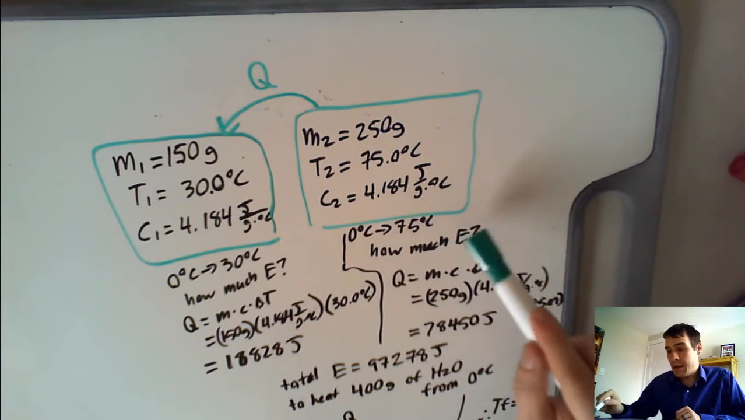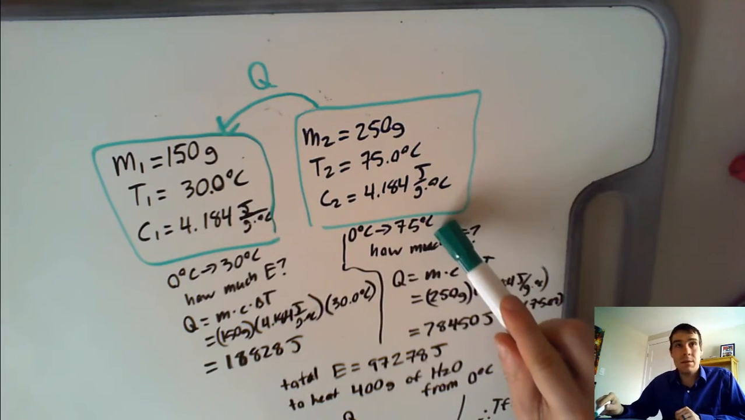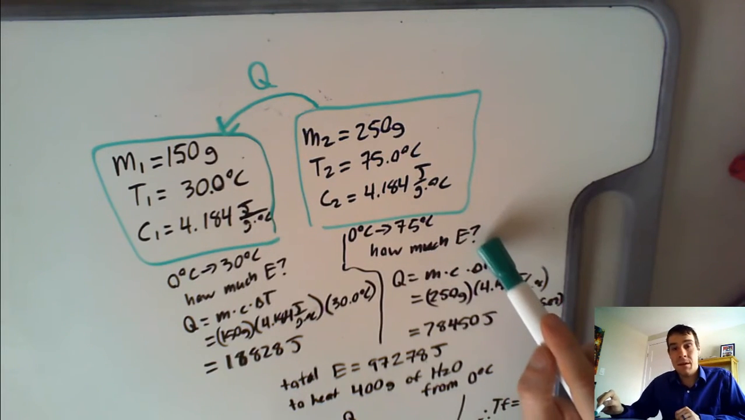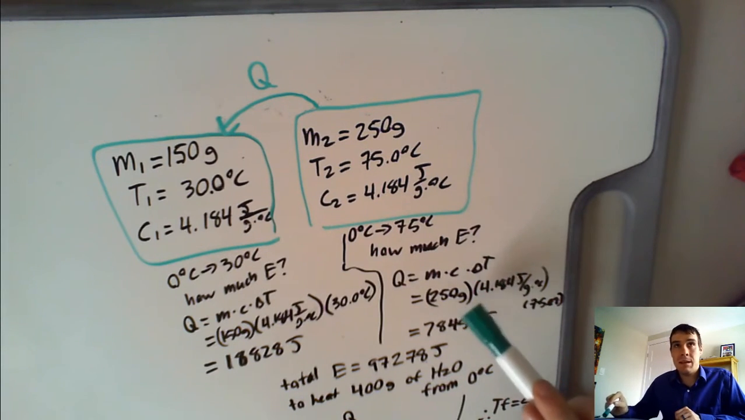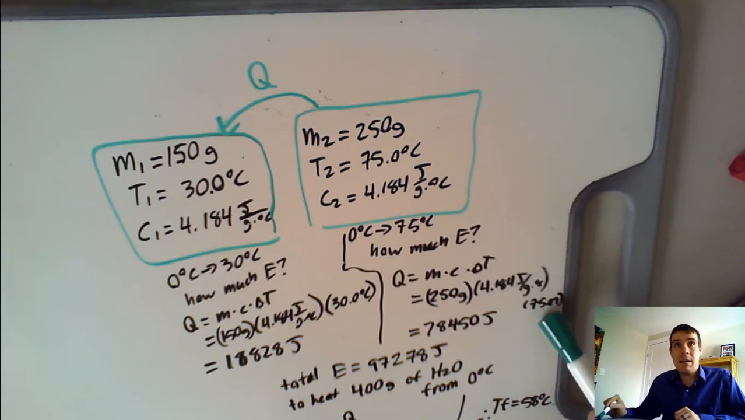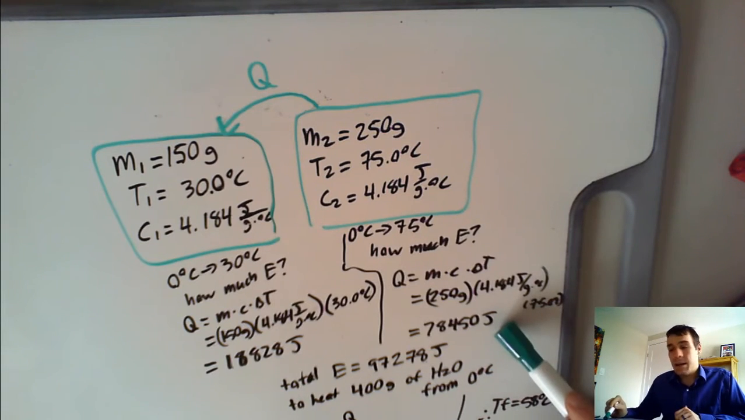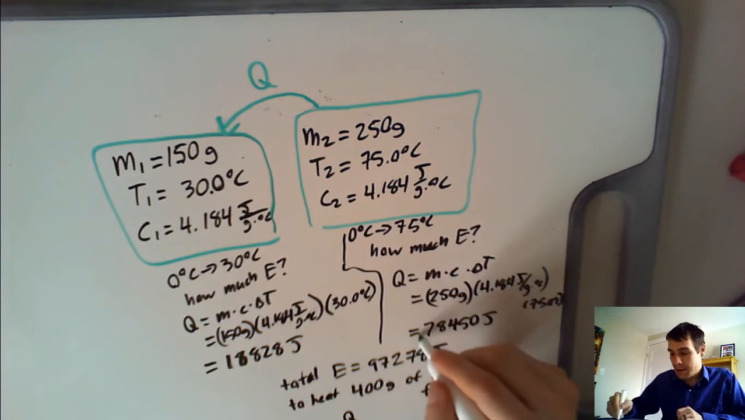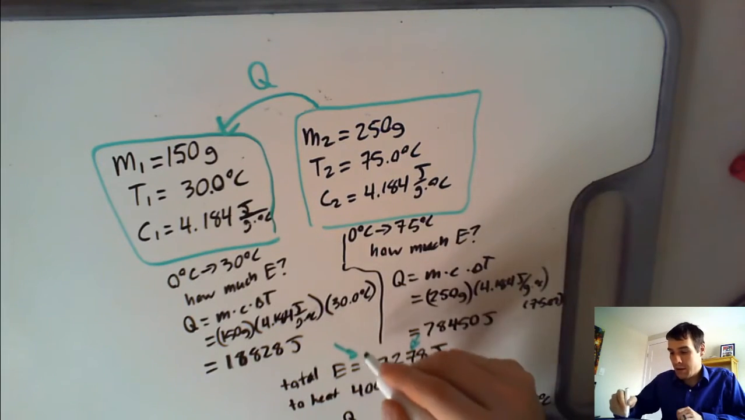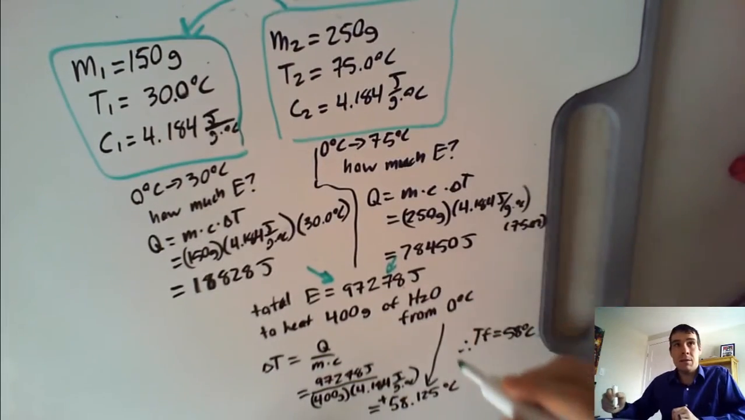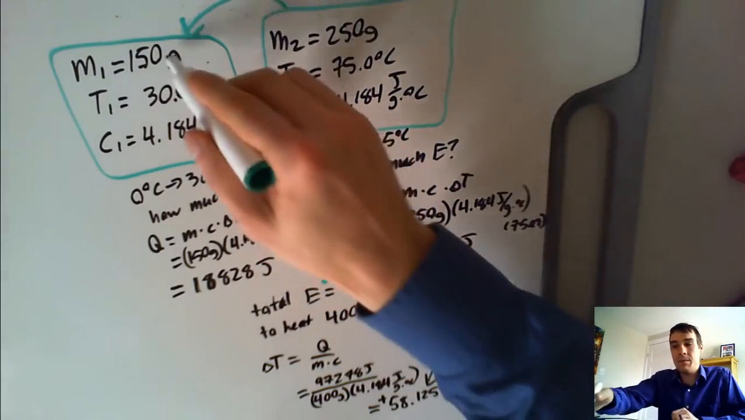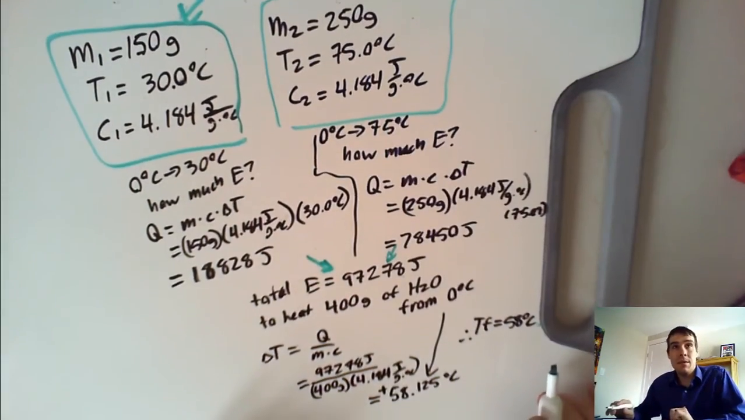This one, do the same thing. How much energy from 0 degrees to 75 degrees? Same thing, Q equals mcΔT: mass, heat capacity, the temperature change, get an answer. Then you add them together, you get that much, and then the total mass is 400 grams because I did 150 plus 250, that's 400.